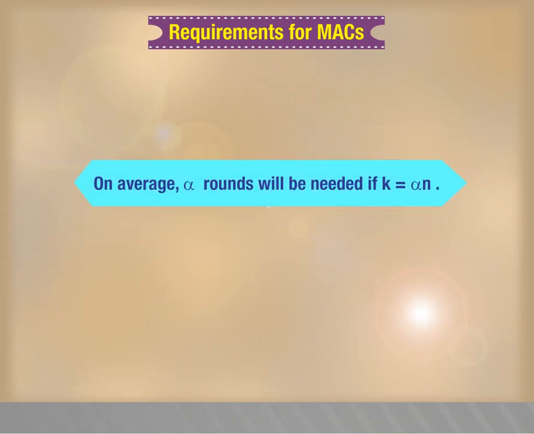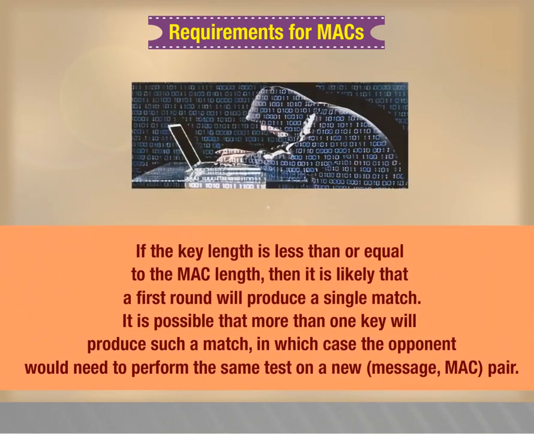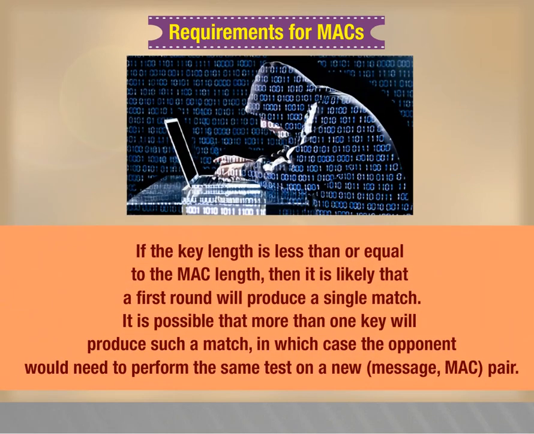On average, alpha rounds will be needed if k is equal to alpha into n. If the key length is less than or equal to the MAC length, then it is likely that a first round will produce a single match. It is possible that more than one key will produce such a match, in which case the opponent would need to perform the same test on a new message MAC pair.